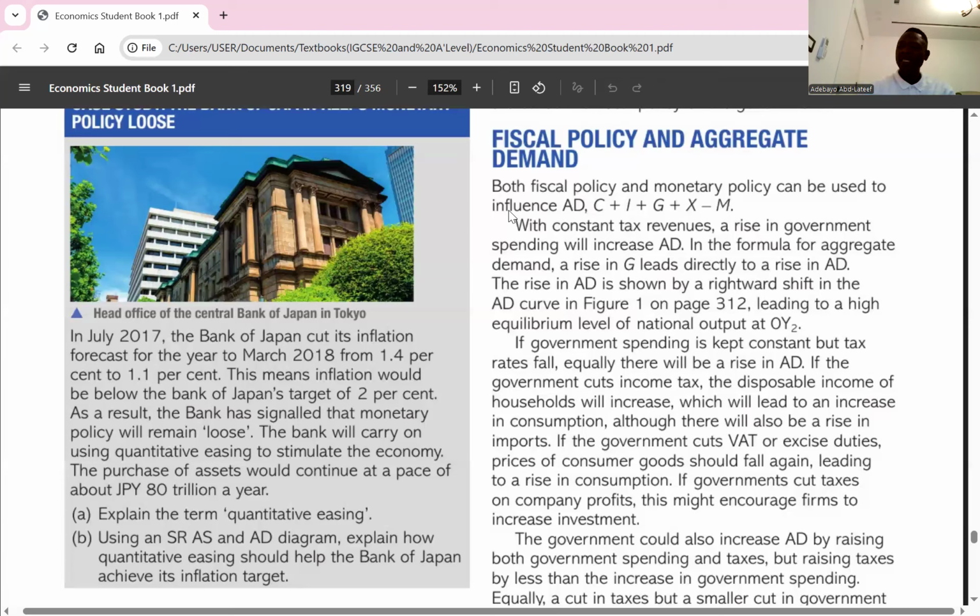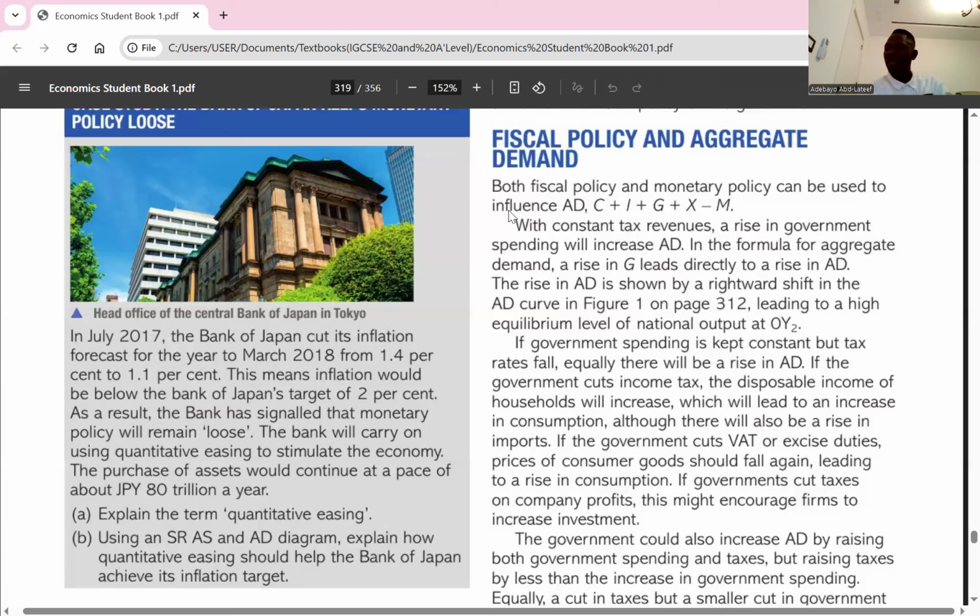And the last one, the government could also increase AD by raising both government spending and taxes, but raising taxes by less than it increases government spending. Another way to increase aggregate demand is by government increasing taxes and at the same time increasing its spending. But government would increase spending more than taxes. So if government spending increases more than taxes, it will also increase aggregate demand. Is it clear? Any question about aggregate demand?